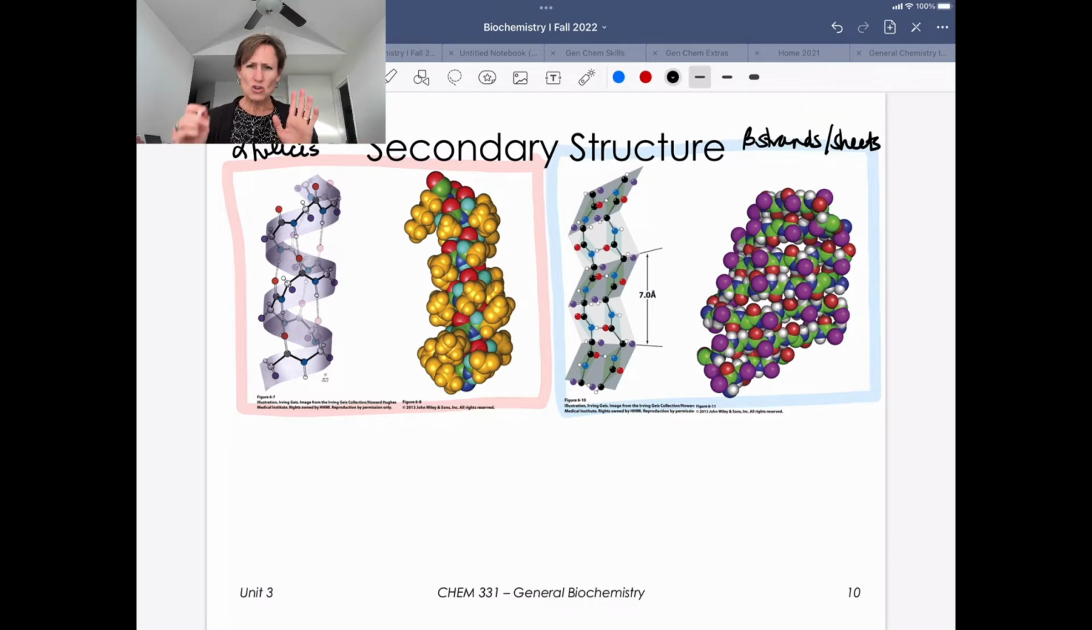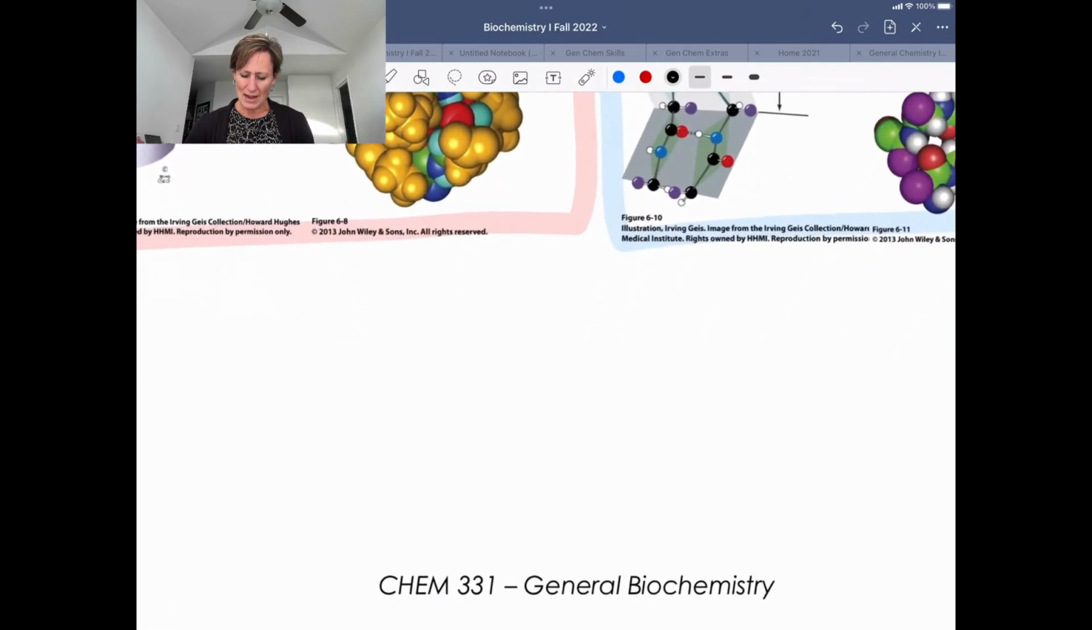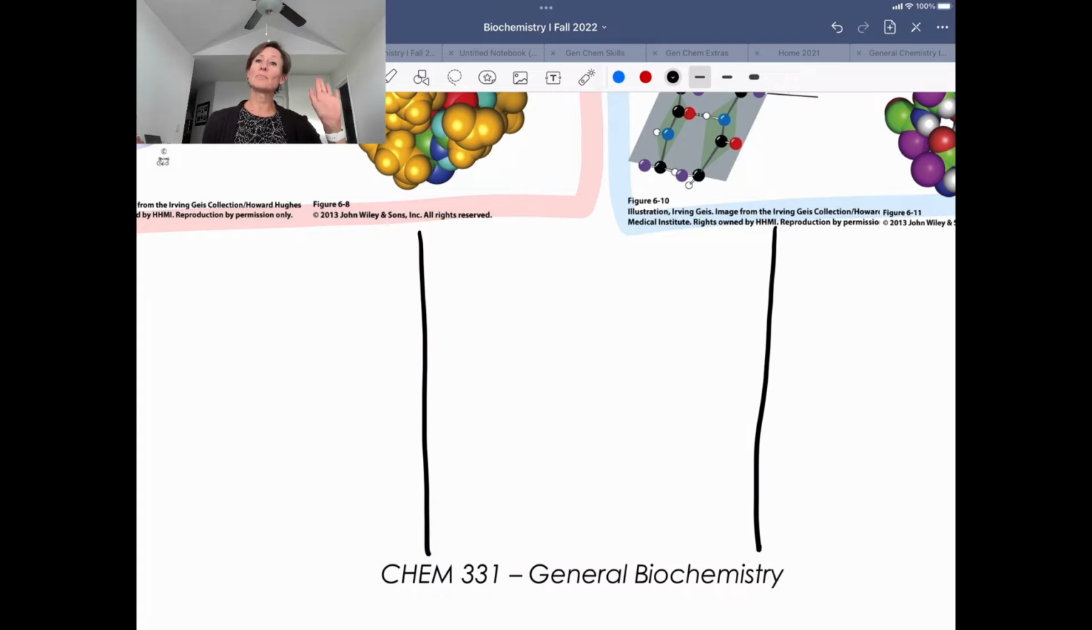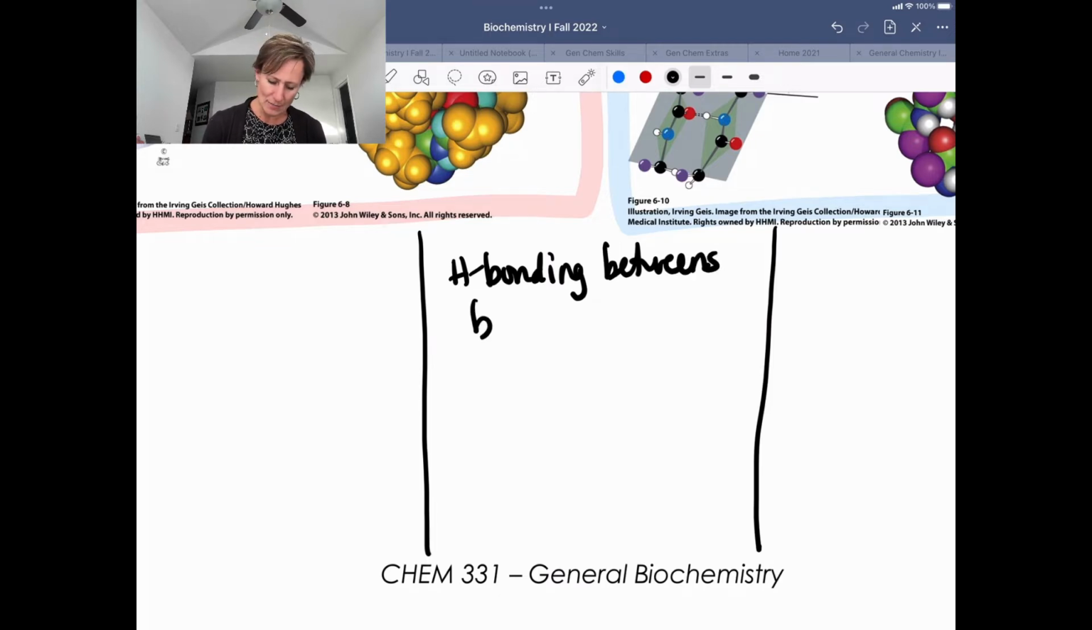So let's talk first, I'm going to zoom in on the bottom here, about a common intermolecular force that we see with both alpha helices and beta strands interacting to form beta sheets, and that's hydrogen bonding. So hydrogen bonding that occurs between backbone atoms is going to form the core of the stability of both of these structural elements.